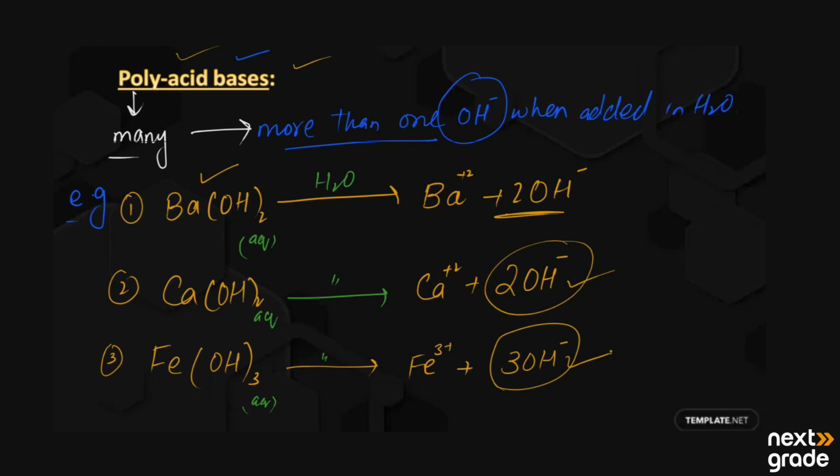We have a lot of examples related to this. A fourth example is aluminium hydroxide, which also produces 3 hydroxide ions. We have a lot of bases that can act like polyacid bases.